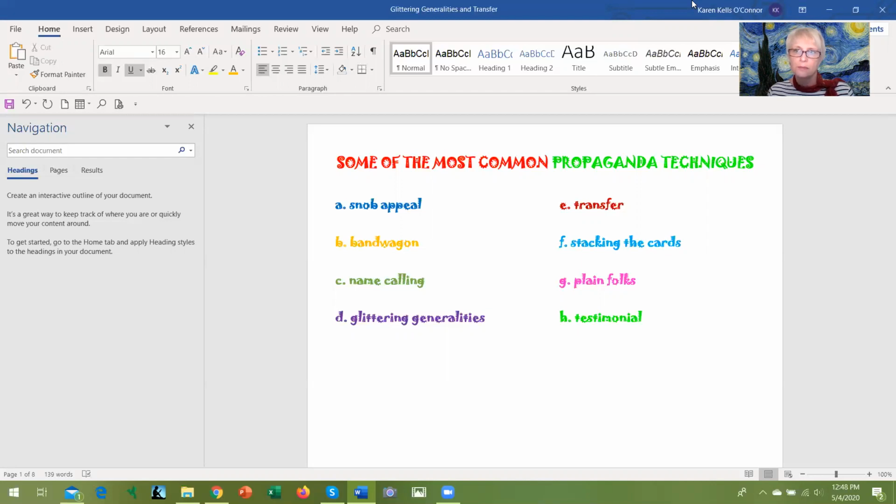Stacking the cards means the advertiser is not giving you all the information. So you see it a lot with food items. They might be saying, 30% less fat, but they're not telling you how much fat there is in there or how many calories or how much sodium or anything else. They're just focusing on that 30% less fat and hoping that you will go, "Ooh, that must be healthy."